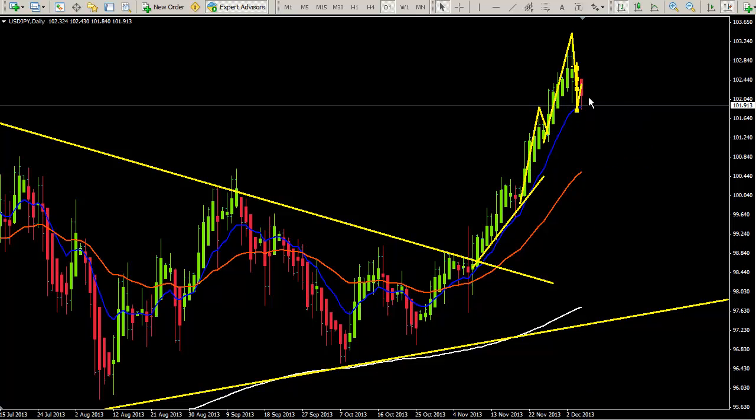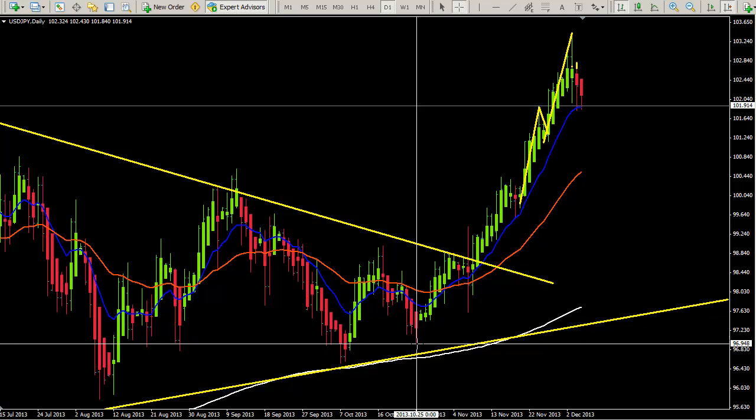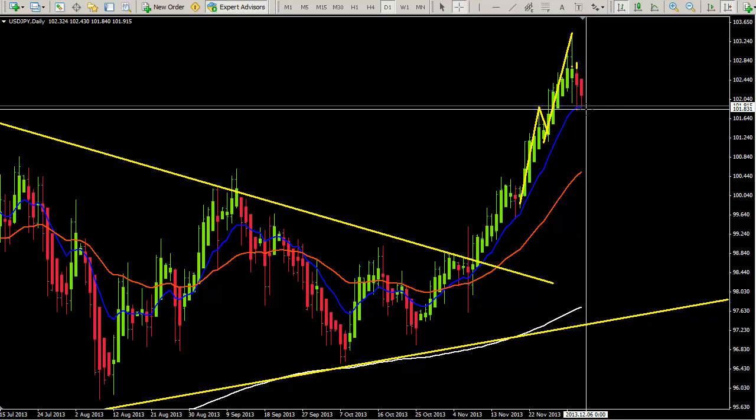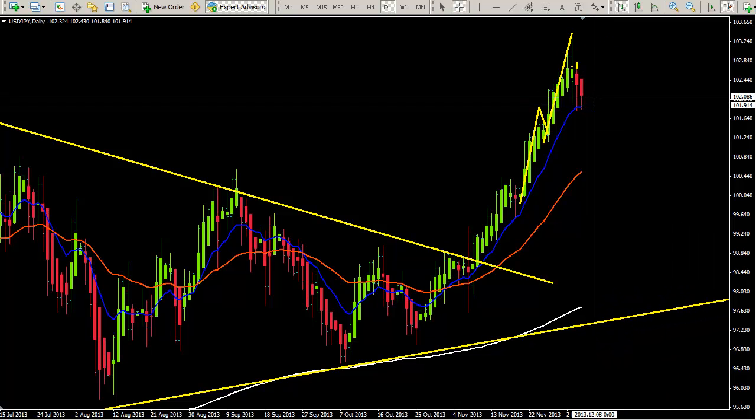Right now, it is an important area of support, the 12 EMA. If you just look back, the price always bounced on the 12 EMA. But because of that big move, we might see a small retracement or bounce here, and then a bigger retracement.